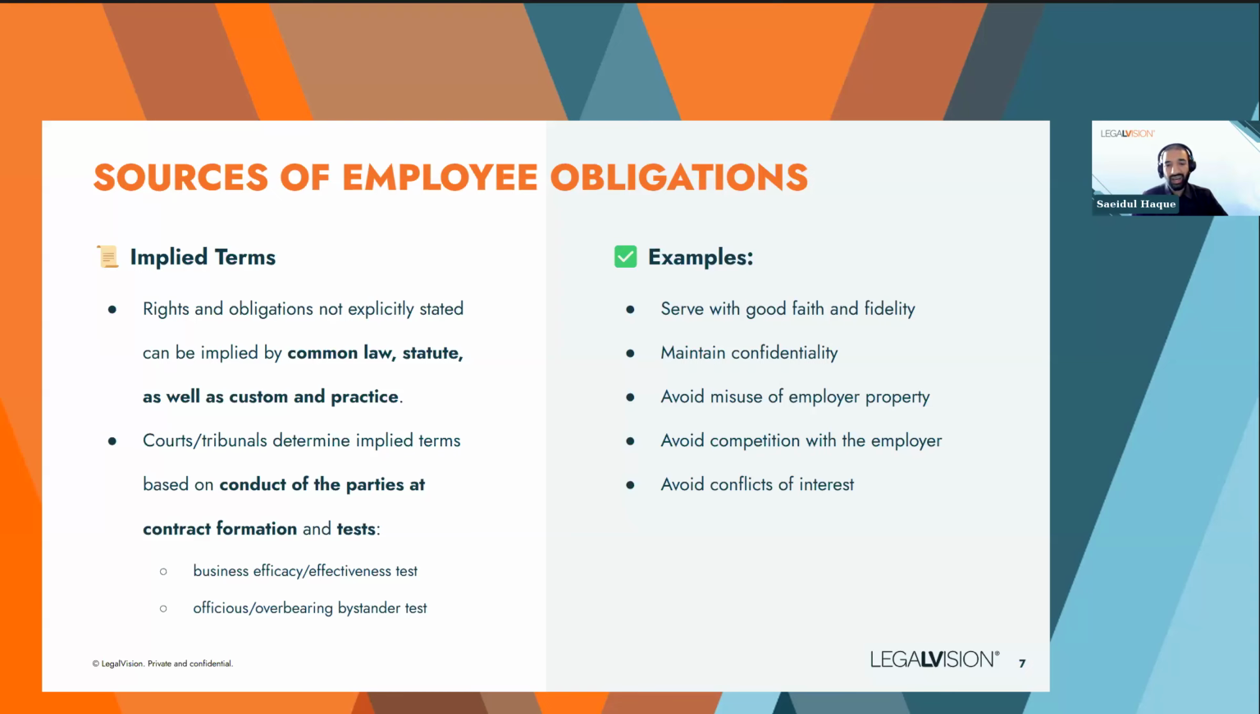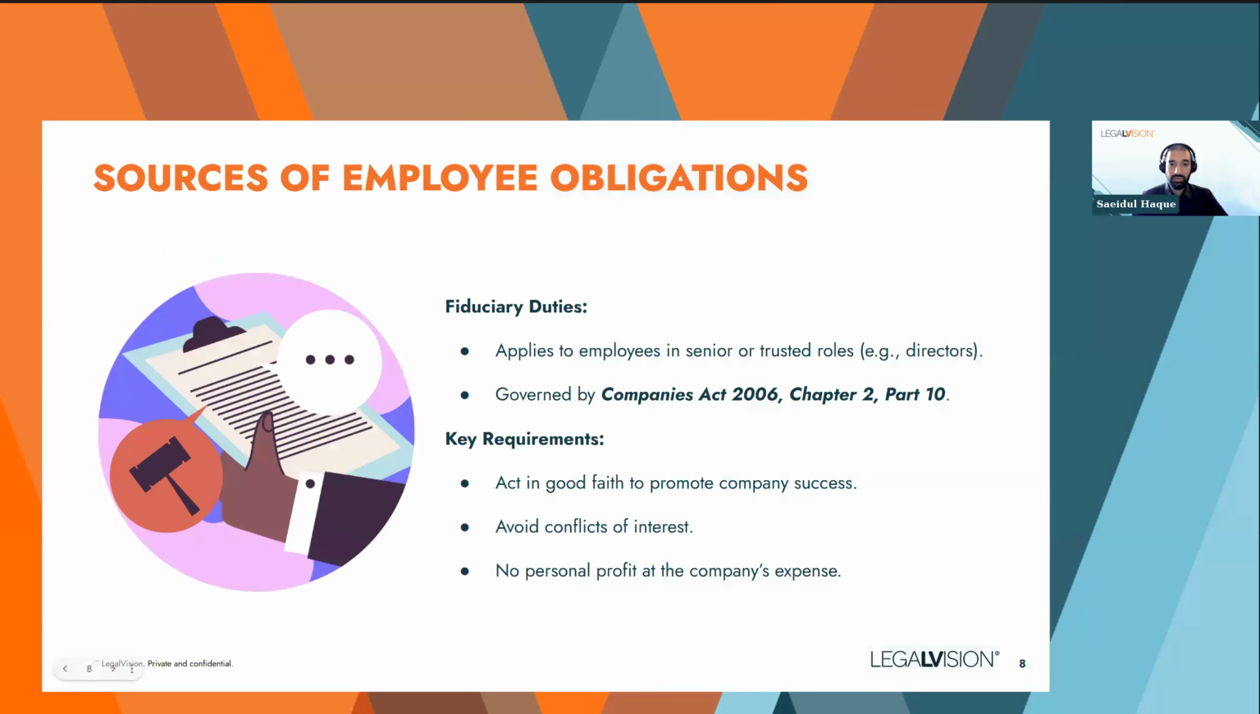They usually decide this by looking at a number of factors, including the conduct of the parties at the time, and other considerations include the business efficacy or effectiveness test, and also the officious bystander test as well. Specific examples of this, and some of this will have been developed by case law, include an implied duty on your employees to serve your company with good faith and fidelity, which essentially means loyalty and reliability. There may also be a duty of confidentiality, a duty not to misuse your property, a duty not to compete during the relationship, and also a duty to not act in a position of conflict of interest, which is a big one. In some cases, employees may owe fiduciary duties to their employers, especially in positions of trust or senior management roles, such as directors.